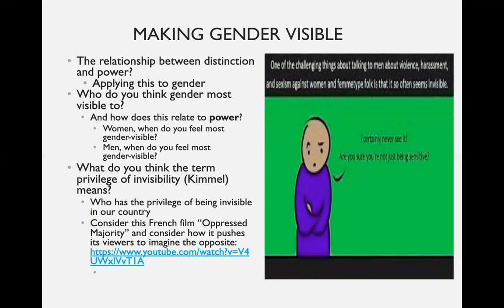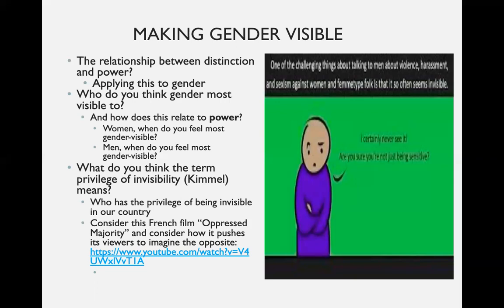So, oftentimes when we have this discussion in class, most women almost always mention anywhere at night, or anywhere that's isolated, or anywhere where they are alone. And especially if they're having to walk by groups of men, they feel gender visible because in these spaces, they're very aware of the lack of power that they have.